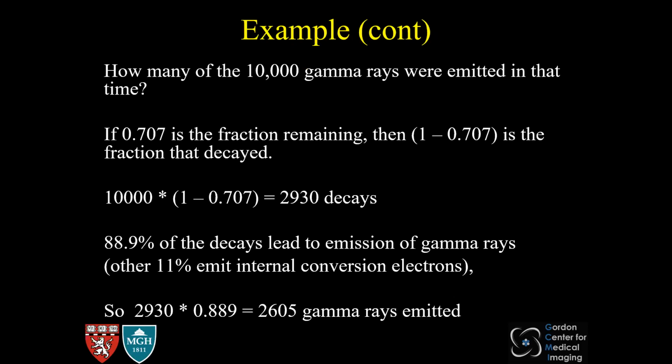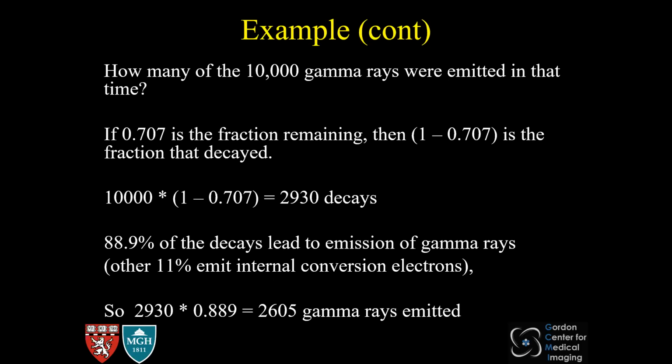Now, an important question when we're talking about SPECT or PET is how many gamma rays or how many emissions over that period of time are going to be associated with that amount of decay. So, in this toy example before, if we have 70.7% of our initial radioactive atoms remaining, then we've lost roughly 29%. And so out of that 10,000, we have 2,900 decays.